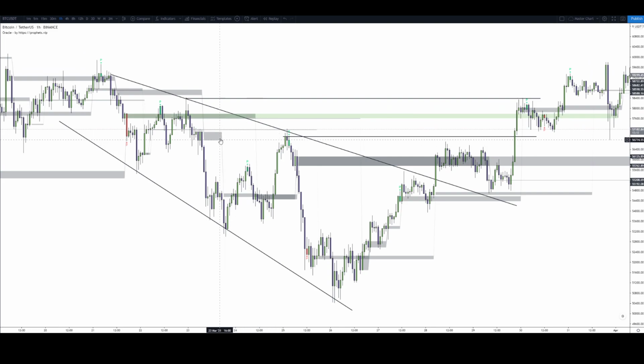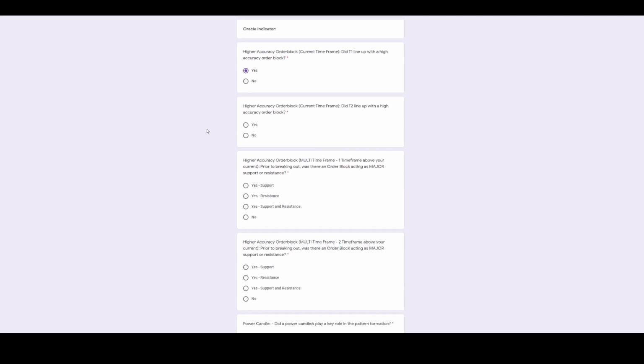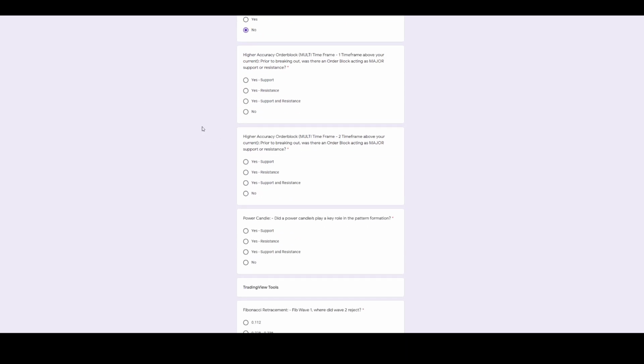Target 1, there's an order block here. Right. It only goes to here because it had to repaint down here because of this order block. However, it's still relevant all the way. So that order block was rejection point of the 4th wave here. It was also our target 1. So perfect. Did T1 line up with a high accuracy order block? Yes, it did. Alright, did T2 line up with a high accuracy order block? No, it didn't. Not in this case.